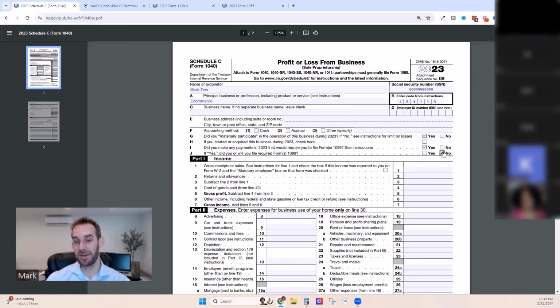So you have a couple options. If this is no, then you don't have to fill this one out. But if this is yes and you didn't do it, you can file it late. You can file it late and put yes, or you can put no, I didn't file it, and just see if they ever contact you.